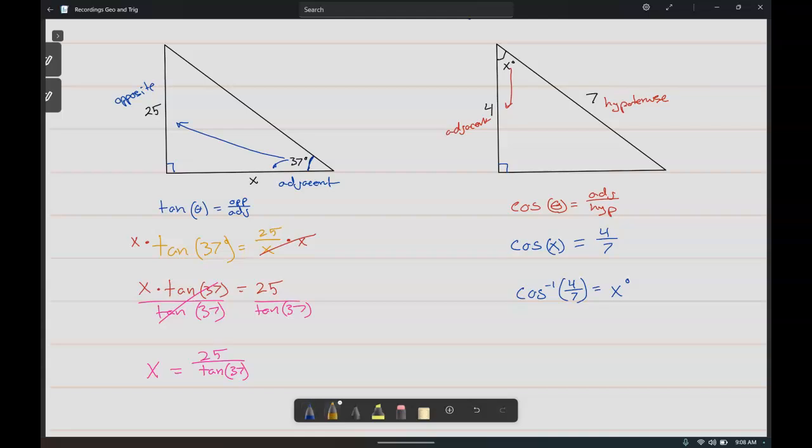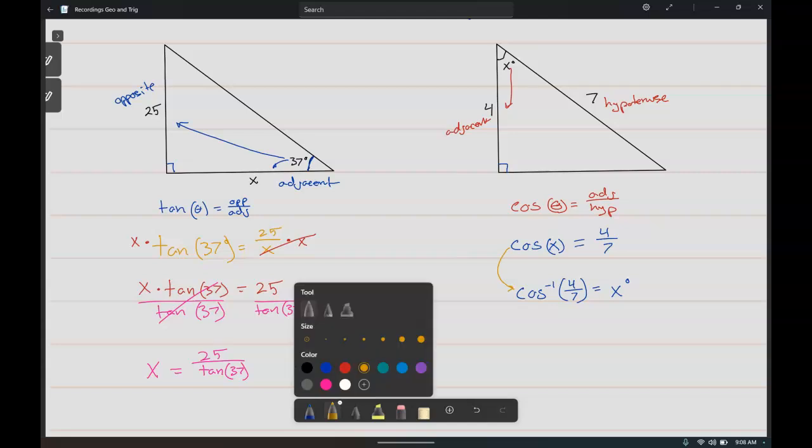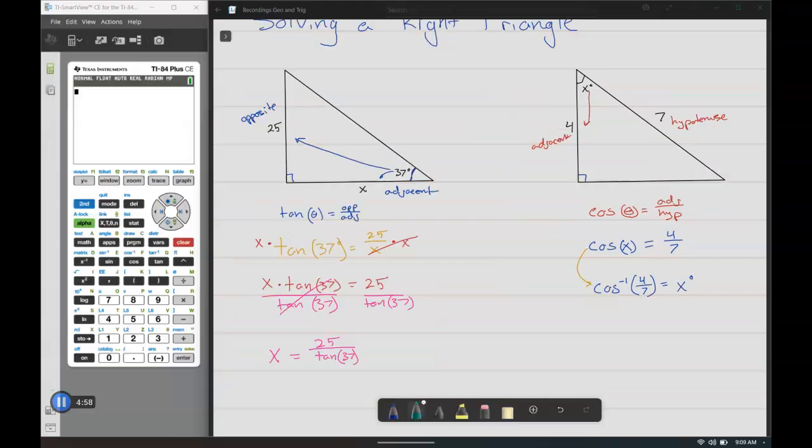And so by isolating x, we have to use the inverse cosine, and our calculator has a button for inverse cosine as well. So let's go ahead and get our TI-84 calculator and take a look at how we could plug both of these in order to solve for x. I have my TI-84 Plus calculator over here, and we'll solve this first one down here, x equals 25 tangent of 37.